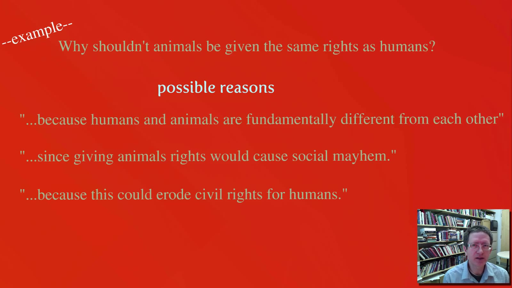Let's go back and look at these and see which type they are. Because humans and animals are fundamentally different from each other, that would either be a definition claim or a comparison claim, wouldn't it? The next one, since giving animal rights would cause social mayhem, that's a causal claim. It says it right there, would cause something. And the last one's also a causal claim, because this could erode civil rights for humans. All right, so I think these through, and finally I'm going to go with number 1, because humans and animals are fundamentally different from each other.